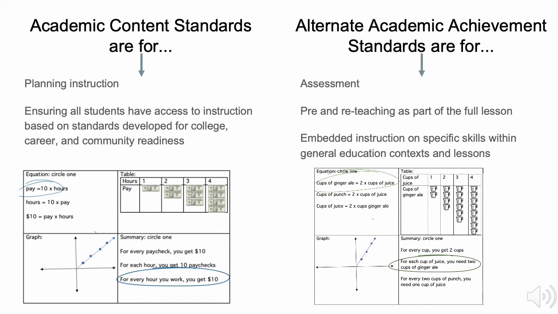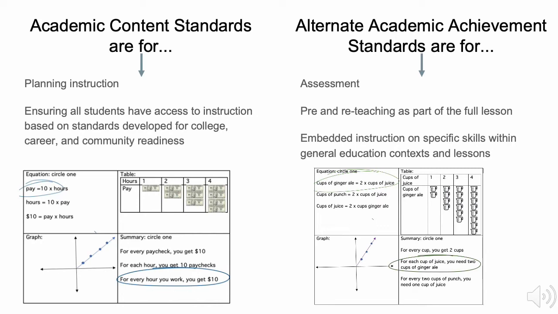A worksheet divided into four quadrants. The top left quadrant is titled Equation, Circle 1. There are three choices to circle. Pay equals 10 times hours, hours equals 10 times pay, and $1 equals pay times hours. The student has circled the top choice.